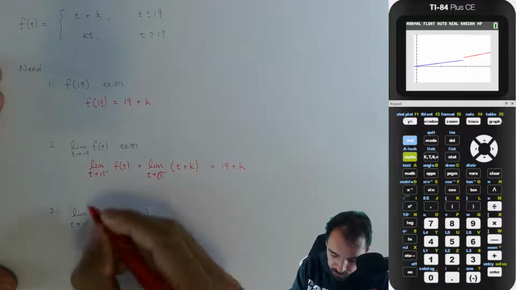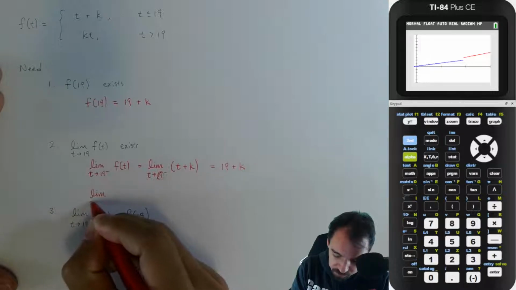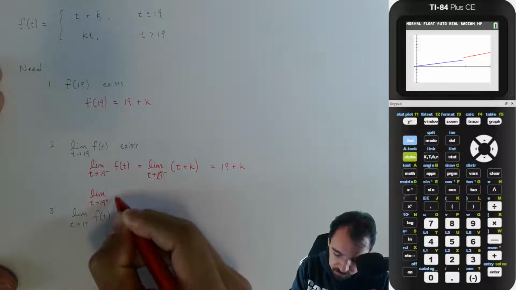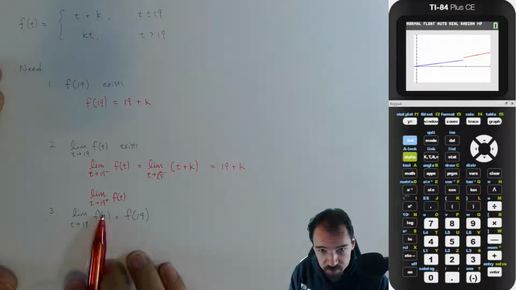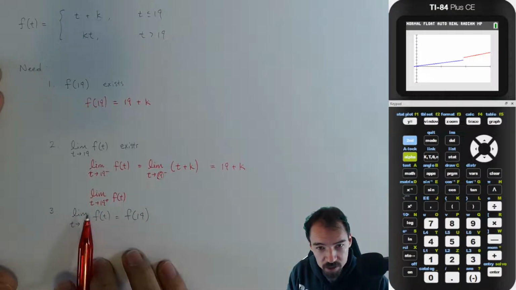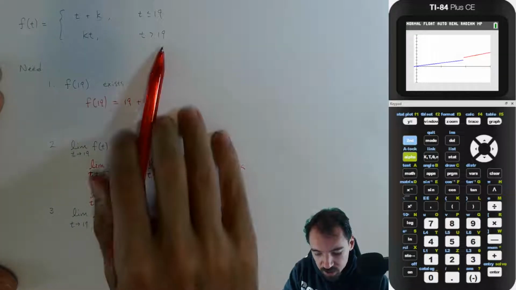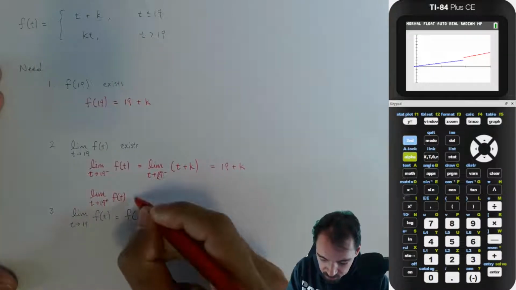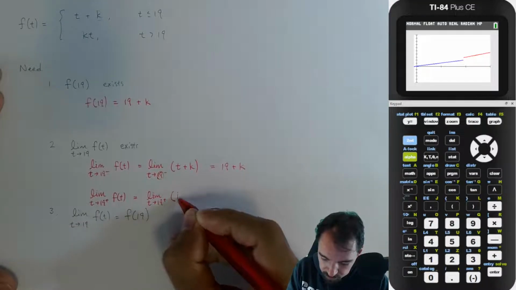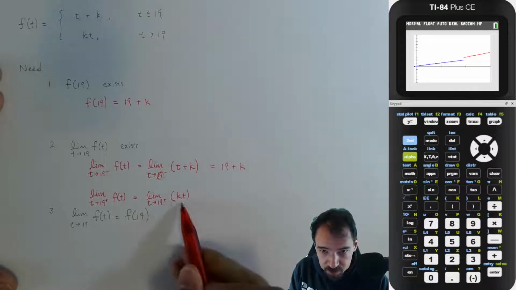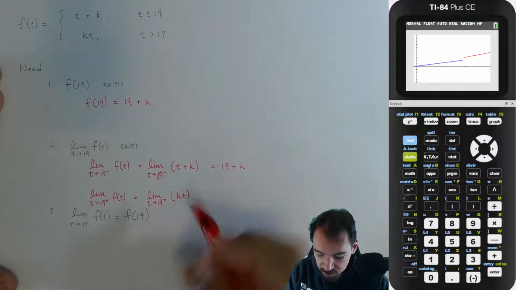All right. Then if I consider the limit of f of t as t approaches 19 from the right, so t is a little bit bigger than 19, I need to be looking at this bottom piece. So this is the same thing as writing the limit of the expression kt as t approaches 19 from the right.